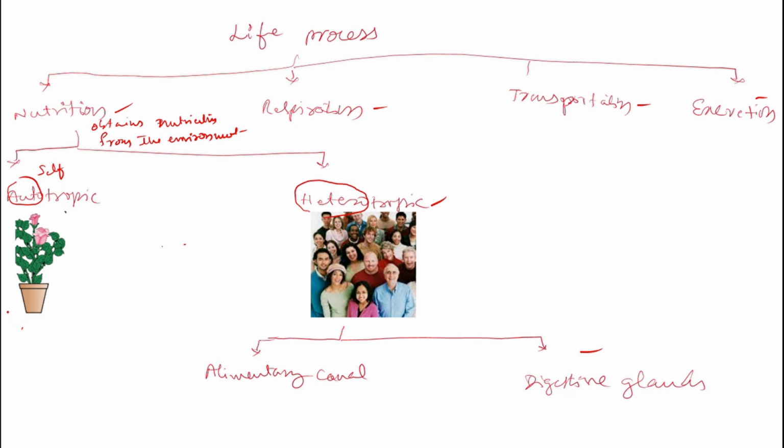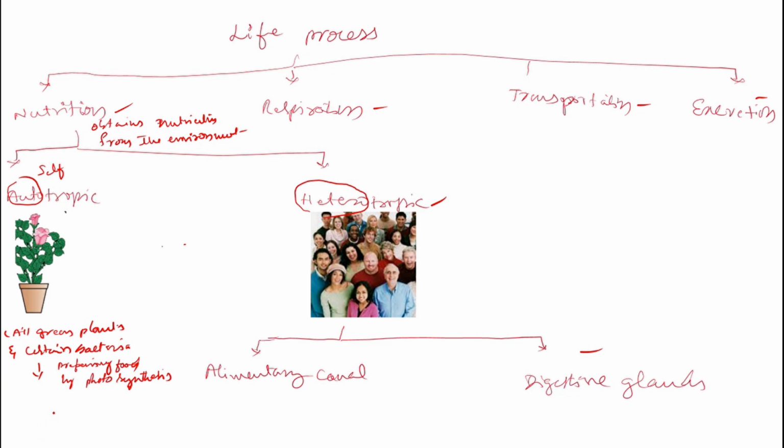Okay. Now, autotrophs are mainly green plants and certain bacteria. It includes all green plants and certain bacteria. So autotrophs are preparing food by photosynthesis. Now we will see what is photosynthesis.